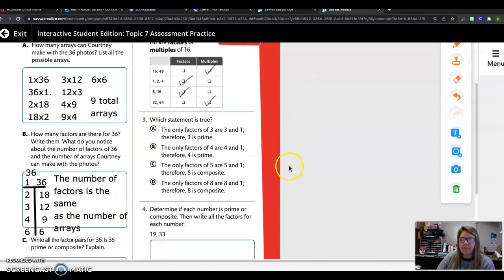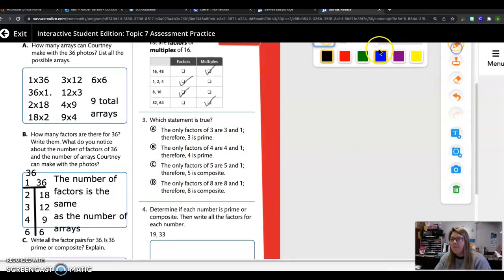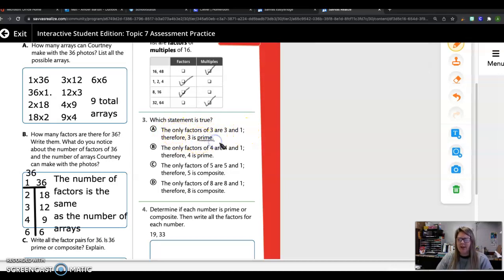It says, which statement is true. Now, when we get to a question like this, it's very important that we read through every single one to make sure that we understand what it's asking us. Okay? So let's start with letter A. It says the only factors of 3 are 3 and 1. Therefore, 3 is prime. What does prime mean? Only 2 factors. That's right. A prime number means that it only has 2 factors, 1 and itself. So is this a true statement?